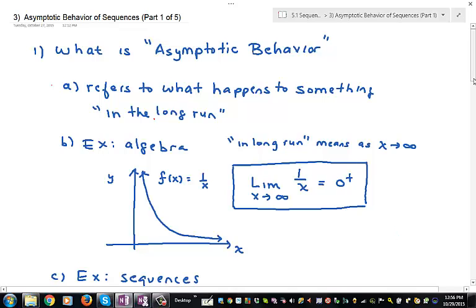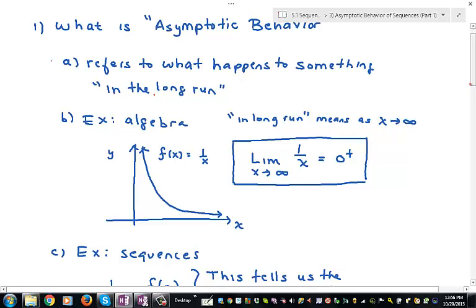For example, if you go back to algebra and you looked at some function, say f of x is equal to 1 over x, what happened to the function in the long run meant really what happened to the function values as x went to infinity. And when you got to calculus, you saw how to address that. You took the limit of the function as x goes to infinity, and you found out that that limit converged to 0 from above. So this tells us about the asymptotic behavior of the function.